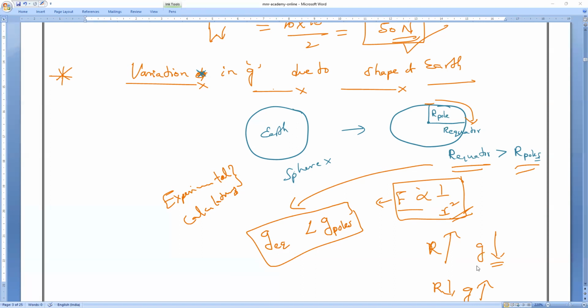Why at the poles? Because the radius is less. So radius, you can notice it.